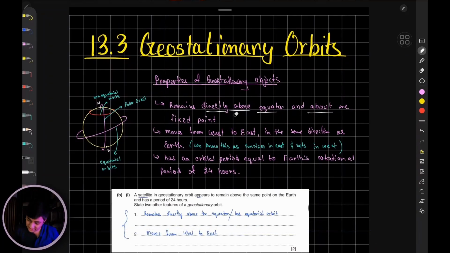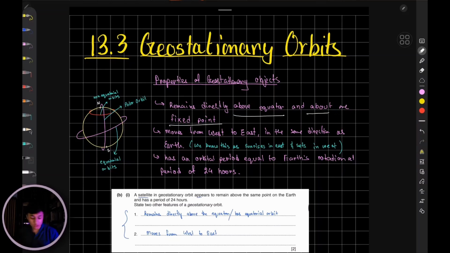So the first point is a satellite, an object that is in geostationary orbit, needs to be above the equator and it needs to be above one fixed point. So let's say I want a satellite right above this point in my room. So I'm going to place the satellite, let's say 800 meters or 1,000 meters above in altitude. And this is the point I fix to be the fixed point about which it is going to rotate or revolve around.